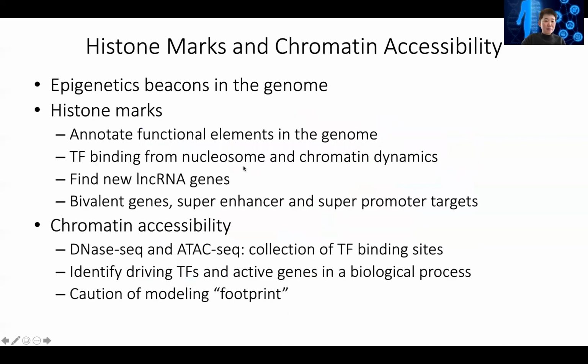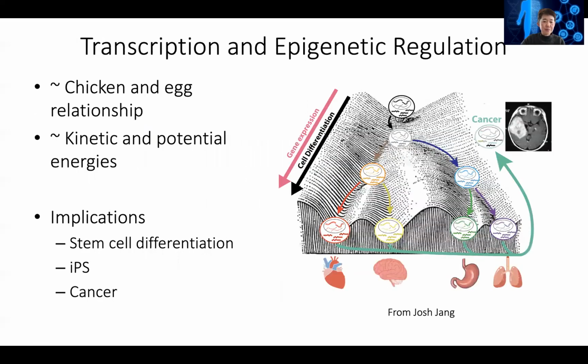And so you can also see that using histone marks, we can annotate enhancers in the genome, annotate or predict the transcription factors based on the chromatin dynamics, find new genes that are unknown in the genome, and identify bivalent genes, super enhancer or super promoter target genes, which have important functions. Chromatin accessibility gives us a collection of all the TFs as well. You can also use it to identify the driving transcription factors.